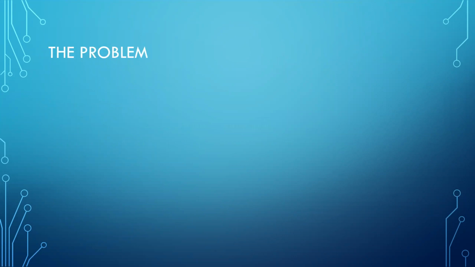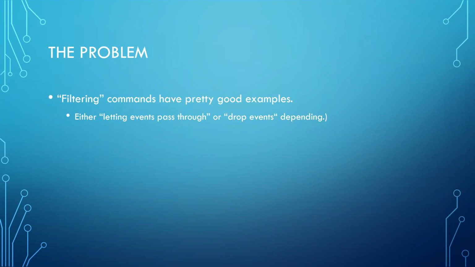So the problem here, as I see it, is the Cribl docs, or at least they have a blog. There's a couple of other things out there that give some pretty good examples for filtering commands, which either let an event pass through or drop the event, depending on some criteria. So that's relatively easy to follow. You don't have to be a JavaScript expert. You could be pretty much a noob at JavaScript and figure those out, because they're pretty straightforward and easy.